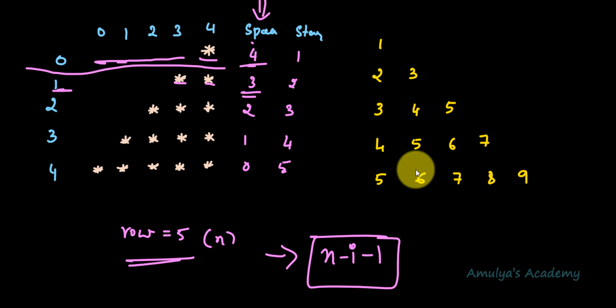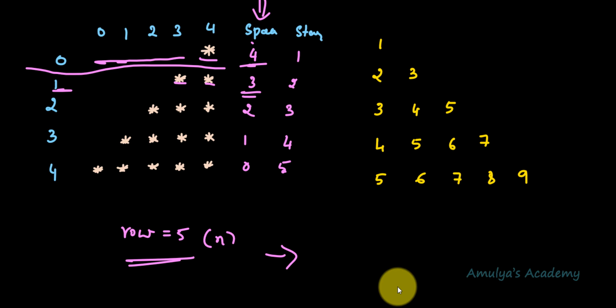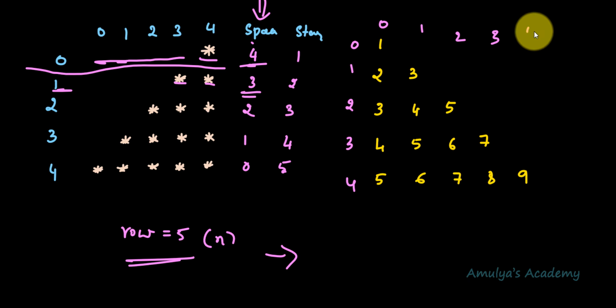So this is the second pattern. Here we want numbers. I'll take row value as same. It is 0, 1, 2, 3, 4. At row 0, I want 1. At row 1, I want 2, 3. At row 2, I want 3, 4, 5. At row 3, I want 4, 5, 6, 7. At row 4, I want 5, 6, 7, 8, 9. That means in this pattern, we don't want to print space before the number.